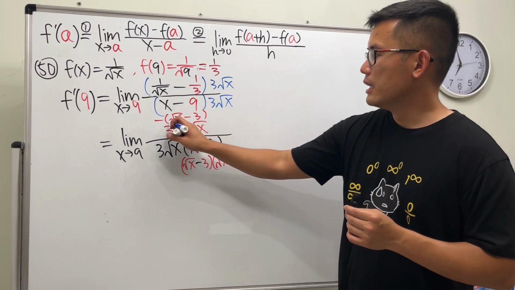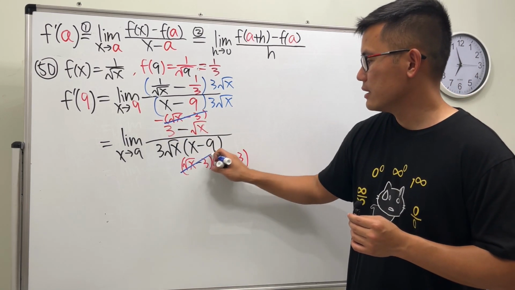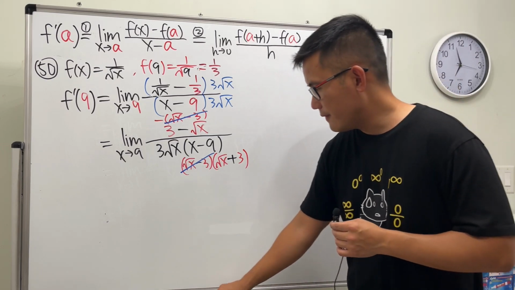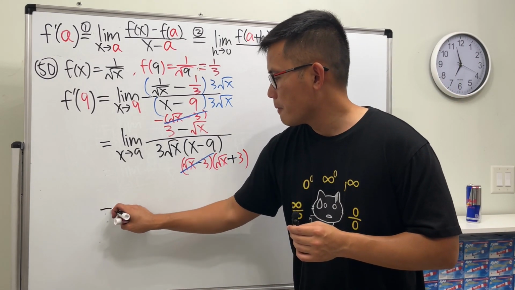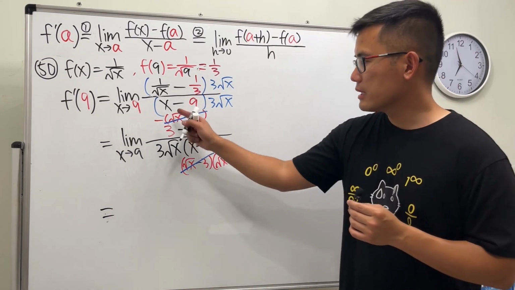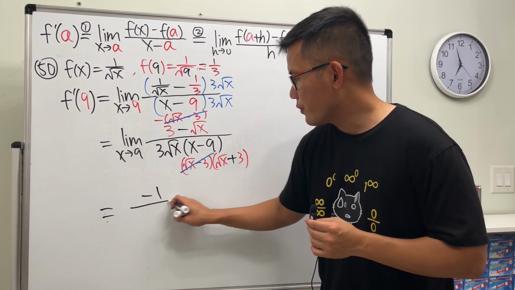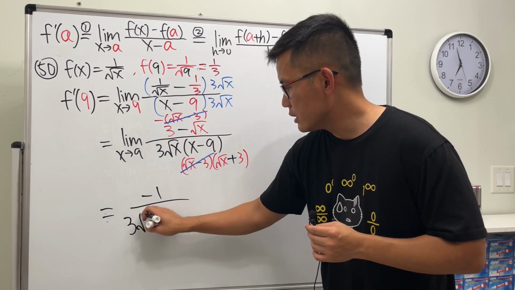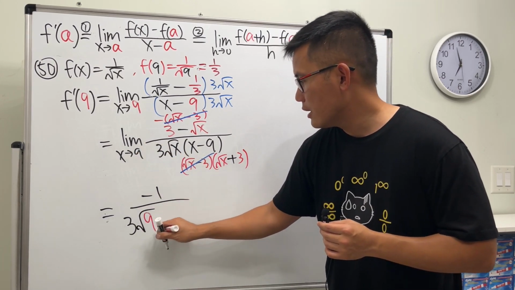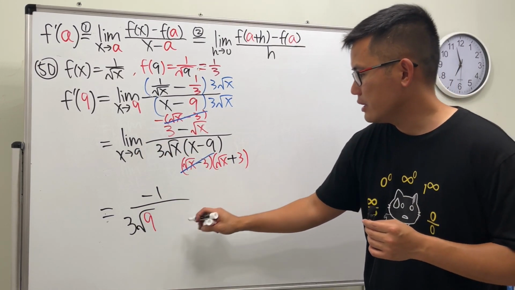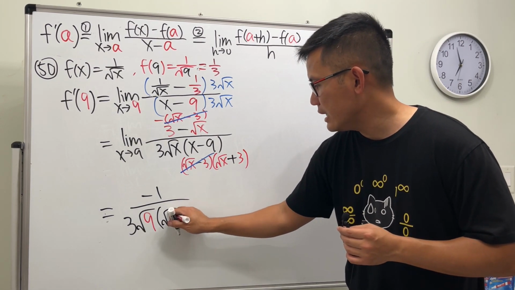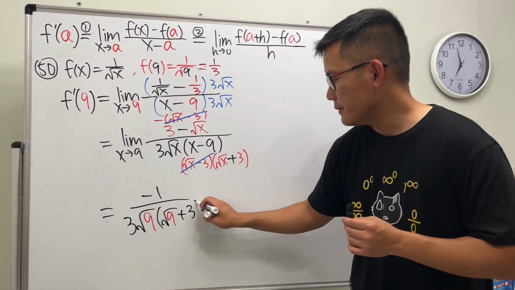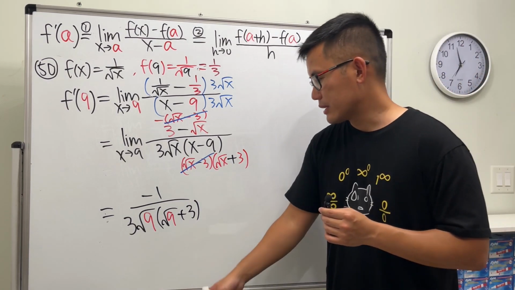So now you see this and that cancel out completely. Very nice. So, ladies and gentlemen, on the top we have negative 1, over here we have 3, and then here we have square root of x. x is 9. That's gone. And then here we have square root of 9 plus 3. Yeah. And now we just have to work this out.